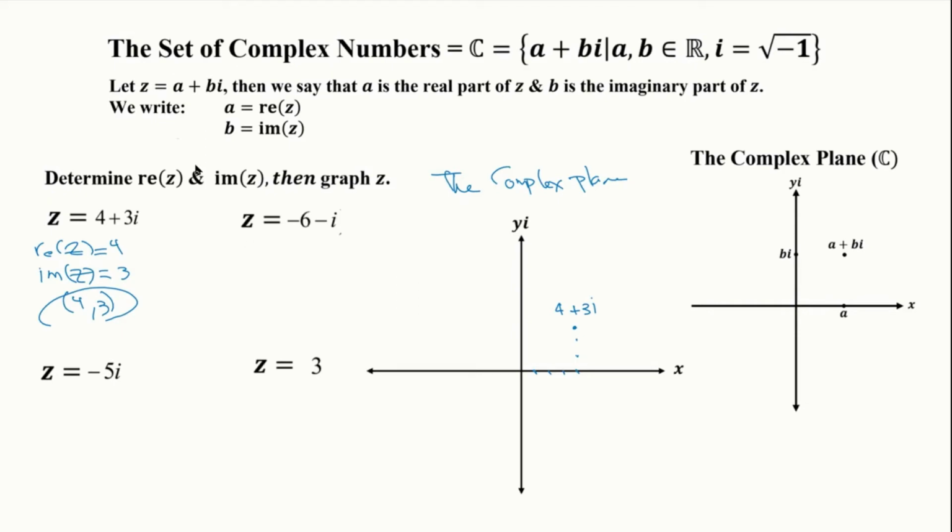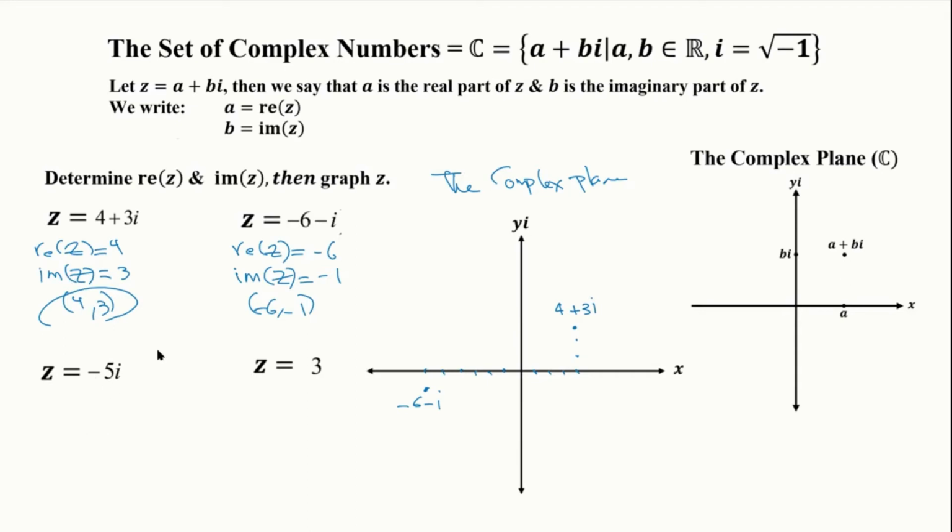How about this one? z equals negative 6 minus i. Notice that the real part of z is negative 6. The imaginary part of z is negative 1. So we're going to graph it as if we were going to graph the ordered pair (-6, -1), right? So we go 6 to the left of the origin, 1, 2, 3, 4, 5, 6, and we go down 1 in the yi direction. There we plot the point and we call it the single complex number negative 6 minus i in the complex plane, okay?